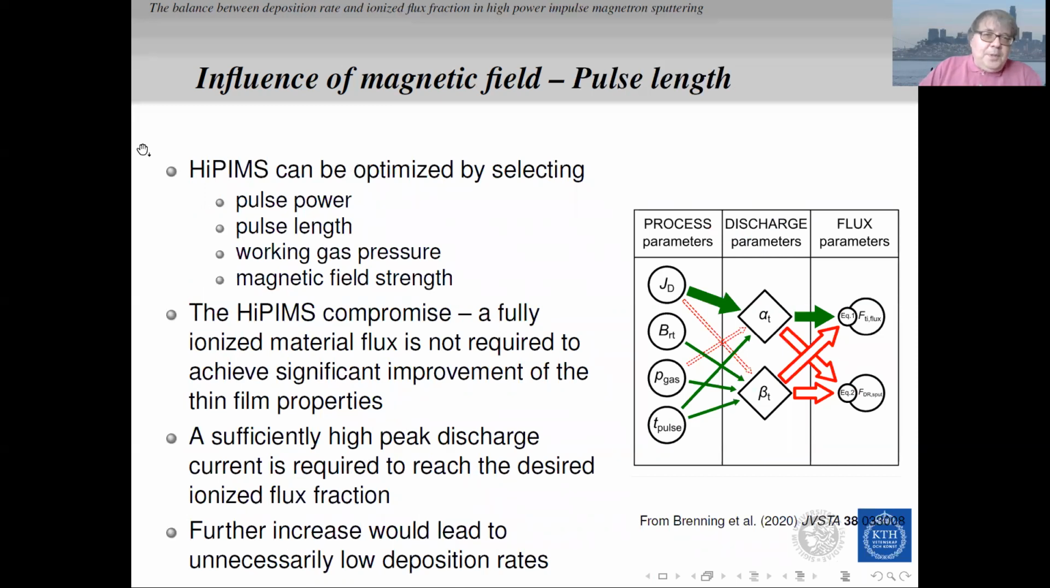We can basically optimize the HIPIMS discharge by choosing the pulse power, the pulse length, the pressure, and the magnetic field. And here we see how different operating parameters can influence the internal parameters that I mentioned, which again influence the flux fraction and the deposition rate. So increased current increases alpha, which increases the ionized flux fraction, but this decreases the deposition rate. So this is how we can relate this.